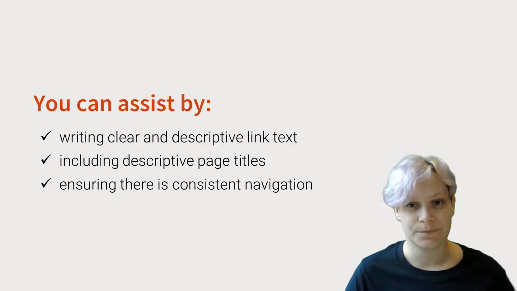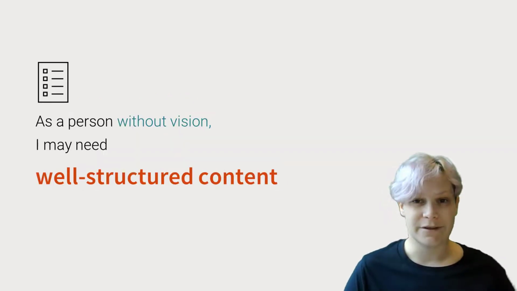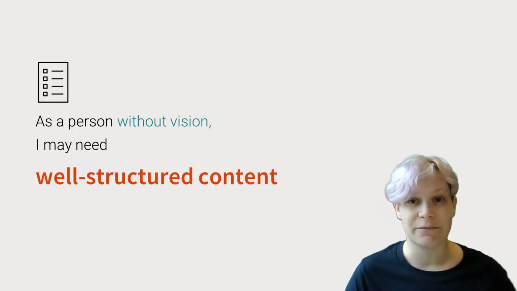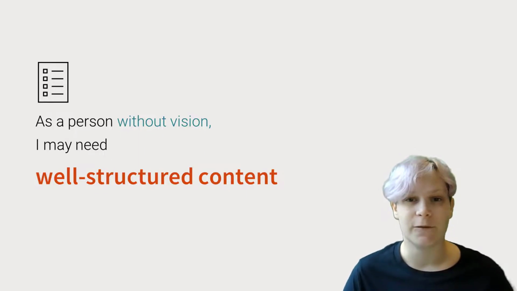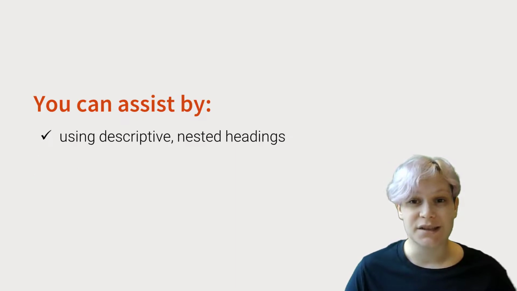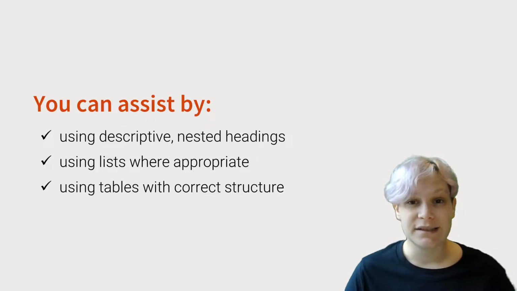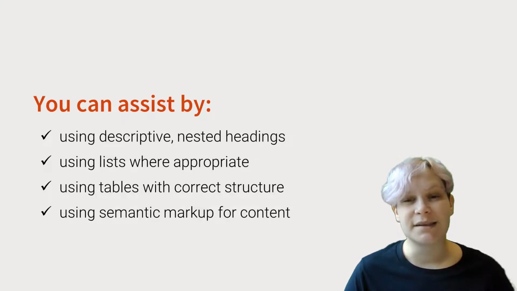As a person with no vision, I may need well-structured content. This will help users know what they're reading and find content they're searching for. You can assist by using descriptive nested headings to identify page content, using lists where appropriate for ease of reading, using tables with correct structure to ensure they can be understood, and using semantic markup for content.